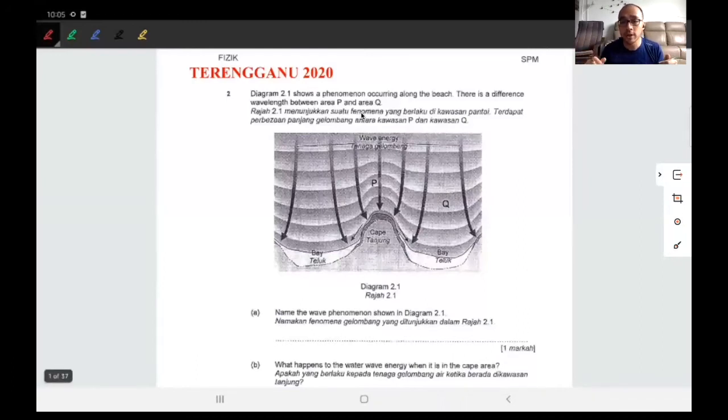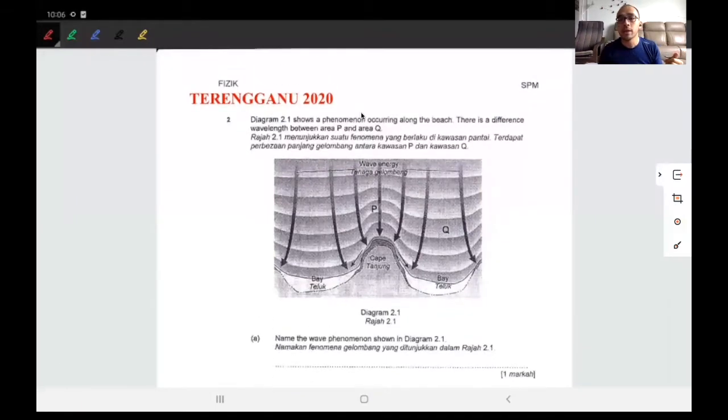So here we have this question in Terengganu 2020. But before that, just to recap, there are altogether 4 wave phenomena. The first one, which is the simplest one, is reflection. The second one is refraction.